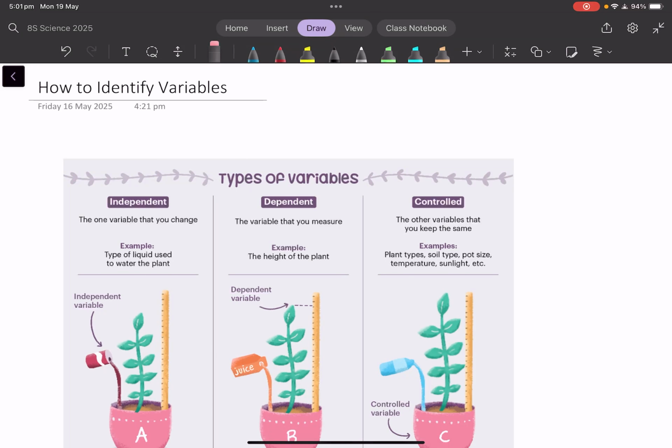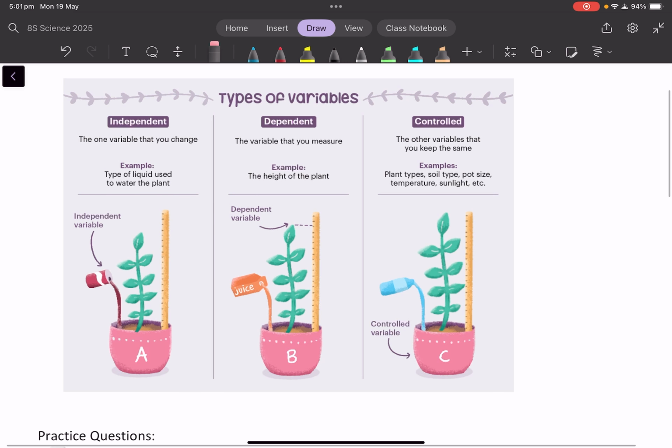In this video, I'm going to show you how to identify scientific variables. In science, we have three main types of variables: the independent variable, the dependent variable, and the controlled variable.